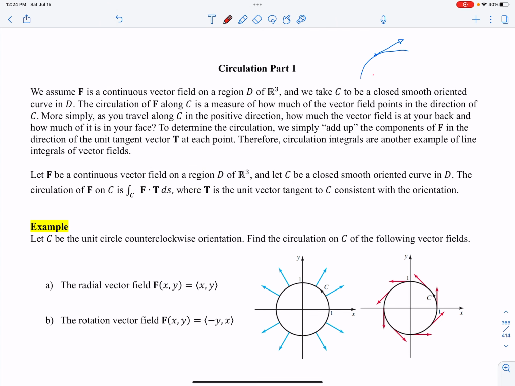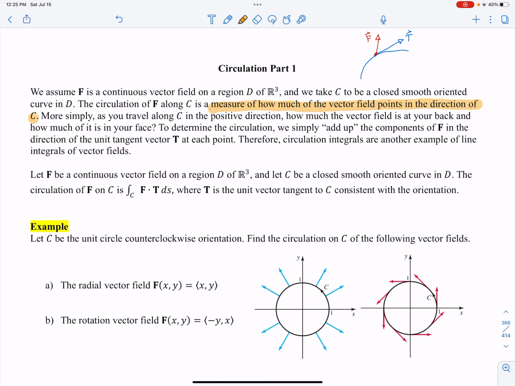the force field pushing on that point there, or we can move it up, either way. Okay, that is my F. This is my T. And the circulation is a measure of how much of the vector field points in the direction of C. It sounds like work because it's the same measurement.